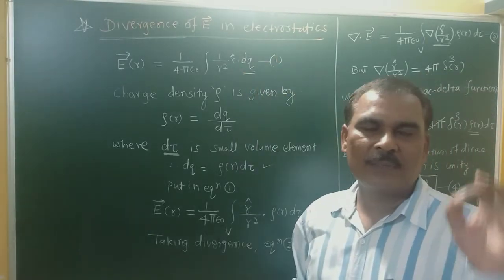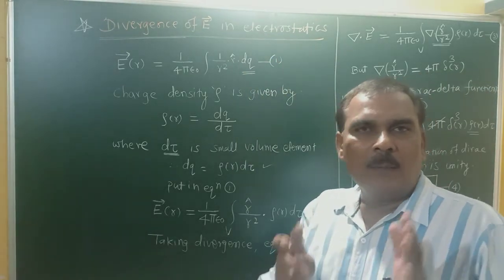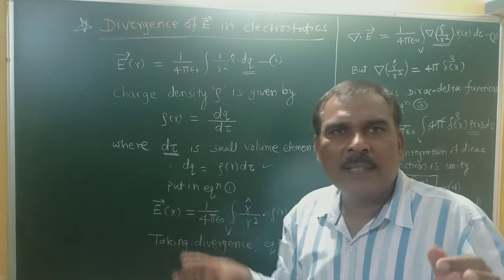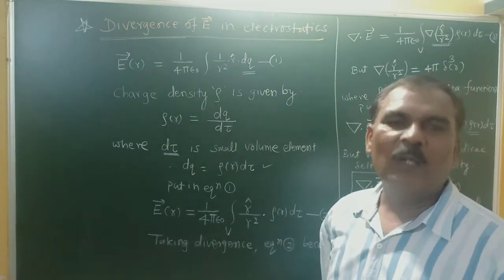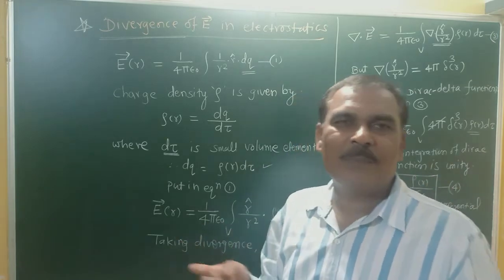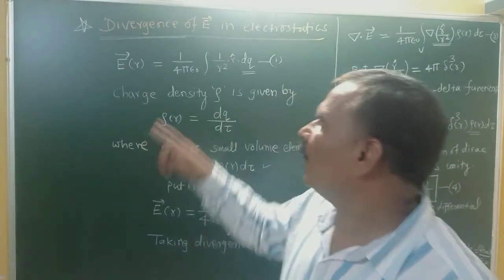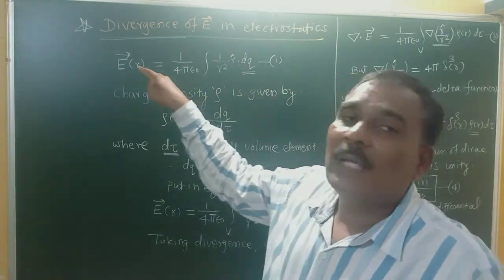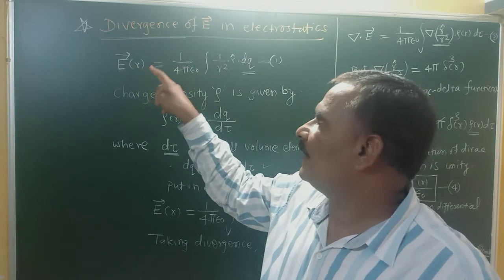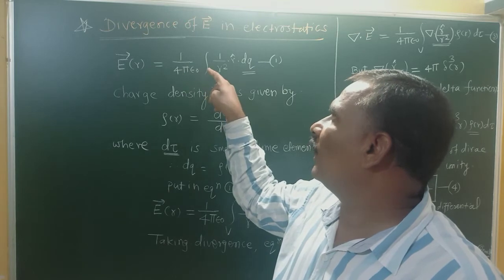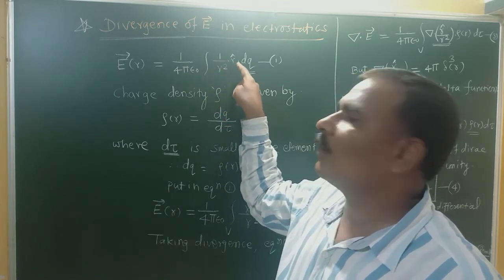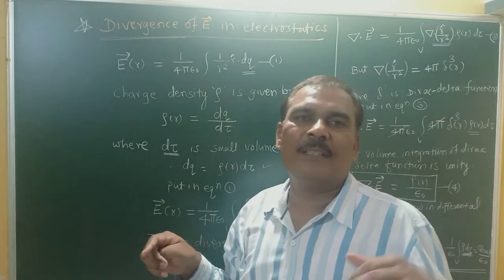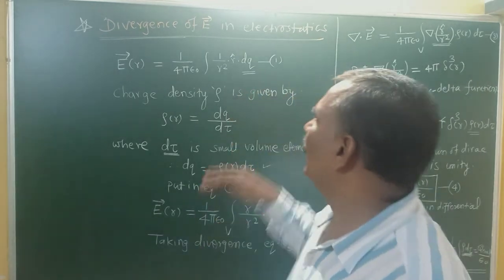For this article, first of all, we have to calculate the divergence of E bar. E is called the electric field intensity. The formula is E equals 1 upon 4 pi epsilon 0 Q upon R square in magnitude, but for any volume in space, E of R equals 1 upon 4 pi epsilon 0 integration of 1 upon R square into R cap dq. R cap is the unit vector in the direction of E bar, and the integration of dq is Q. This is equation number 1.